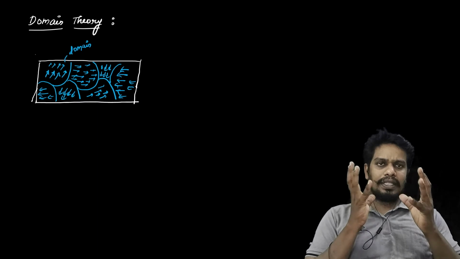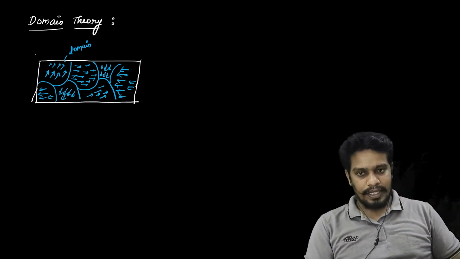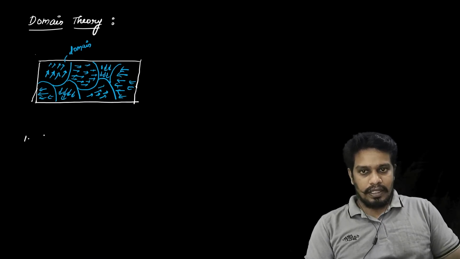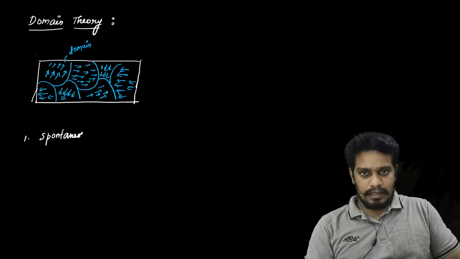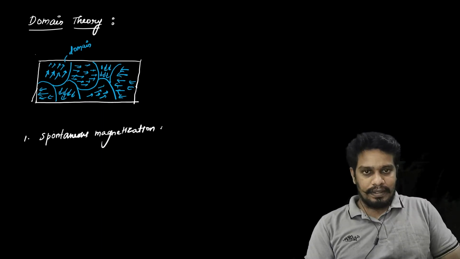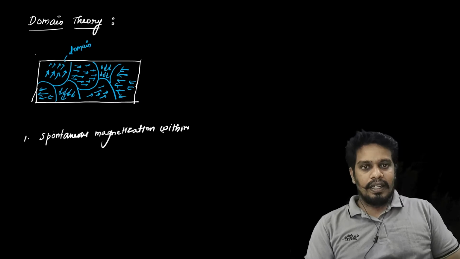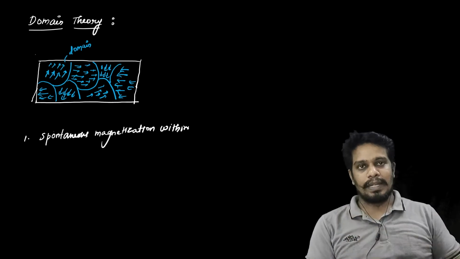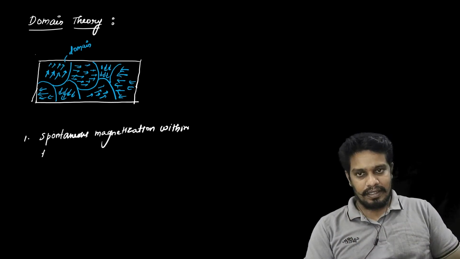So if you zoom into the ferromagnetic material, there is a spontaneous magnetization. This is the first point you can collect from the domain theory of ferromagnetism: there is spontaneous magnetization within the domain. That means each domain has spins, and those spins are spontaneously magnetized within the domain.